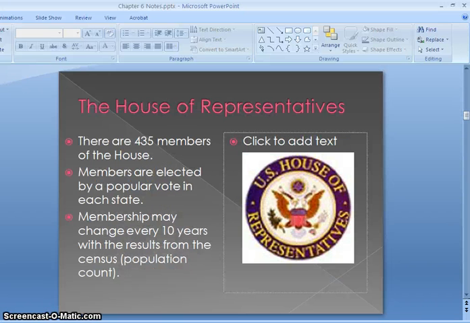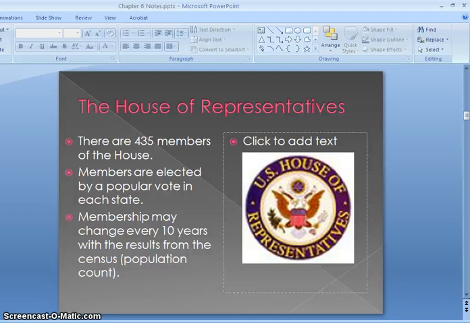First of all, the House of Representatives. There are 435 members of the House. Members are elected by a popular vote in each state. That 435 members is completely based on the population of the state. Membership may change every 10 years depending on the census because population does change. So 10 years ago, well, really 12 years ago now, in Michigan we had 17 members within the House of Representatives. This year, in 2012, we only have 16 because we lost a significant amount of population.